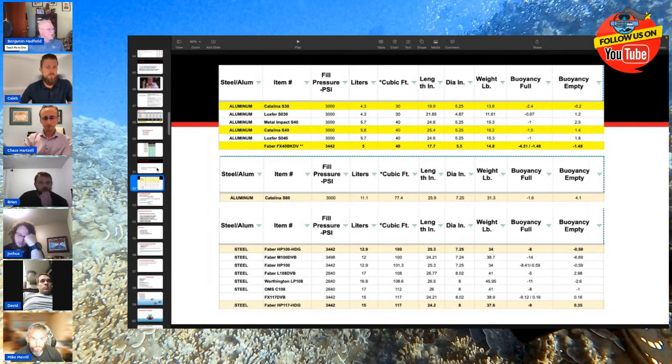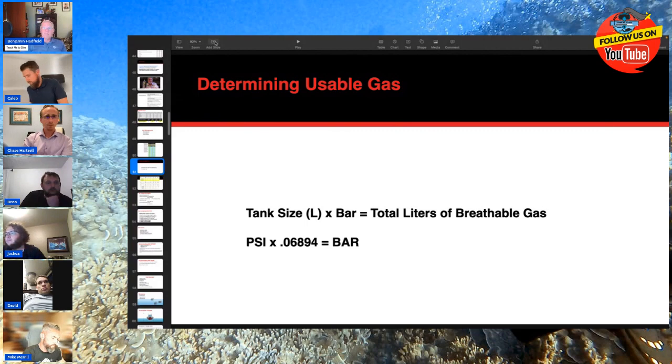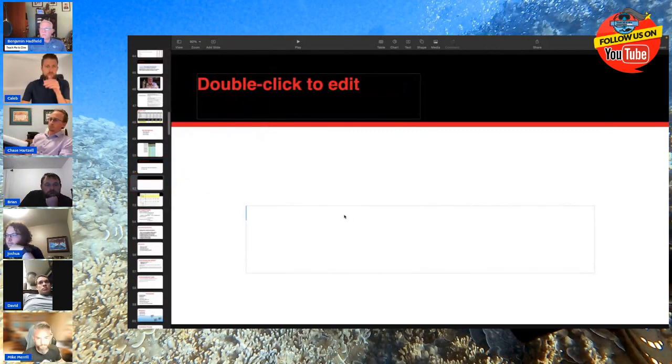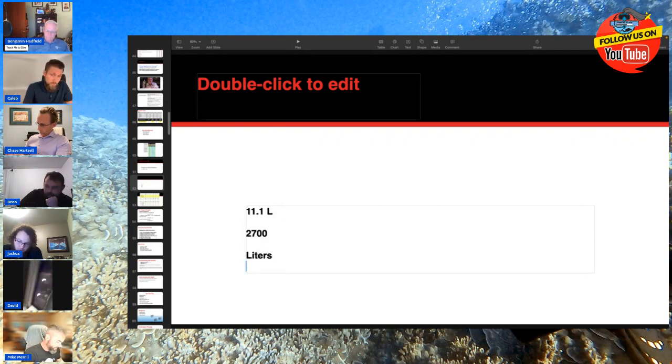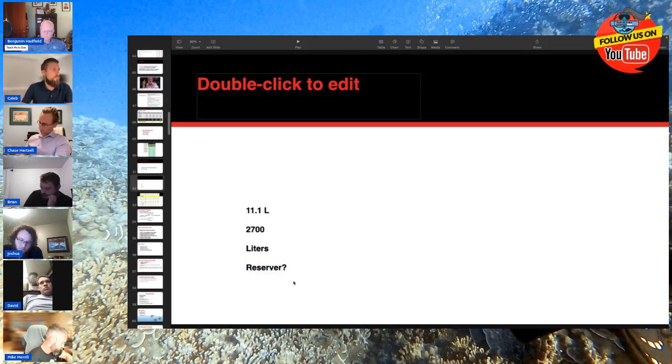So let's do a couple of calculations just to make sure you guys got it. Just to make sure everybody got their paper and pencil. All right, so if I have an 11.1 liter tank and it's got 2,700 PSI in it, how many liters of gas do I have? And how many liters will I have in reserve? Yeah, 2,066 liters, with about 34 in reserve.